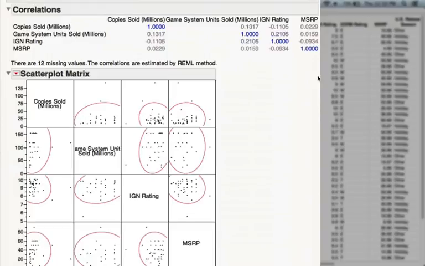For example, if I examine the relationship between the IGN rating of a video game and the number of game system units sold, I see that there is one outlier, GoldenEye 007, and that the relationship has a correlation of 0.21, which indicates a weak positive association between the two variables.